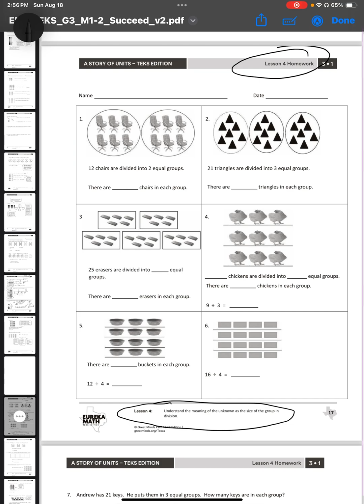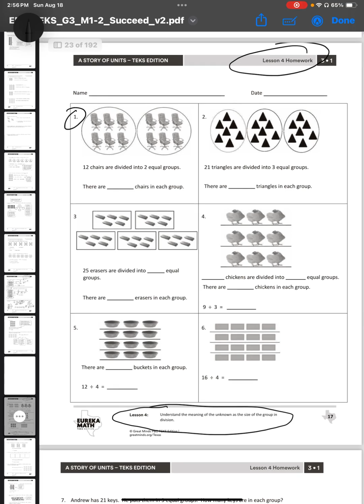So let's look at problem 1. The first thing I'm going to do before I try to solve problem 1 is look at the picture, the model that they have presented. And I want to start out just by writing a multiplication sentence to represent this. I know that multiplication sentences start with a number of groups, and here I see 2 groups of chairs, 2 groups of, and how many chairs are in each group? 6. 2 groups of 6 chairs equals how many total chairs? Well, we could count those up and we would see there are 12 total chairs.